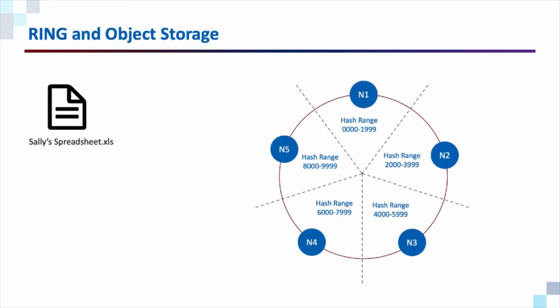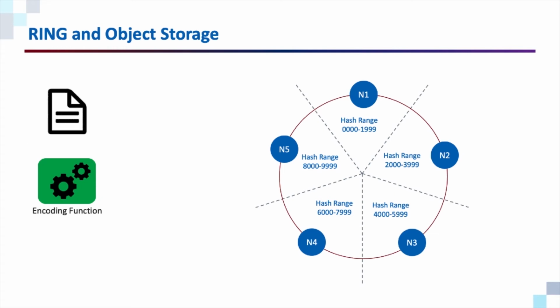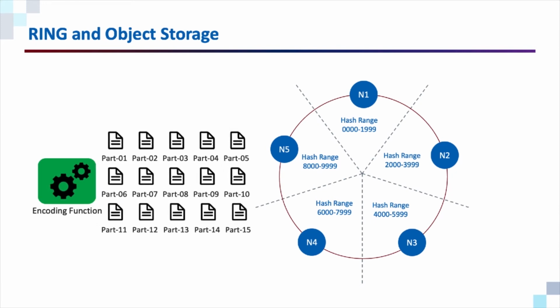So let's take a look at the ring and how it works in an object storage system. Underneath the covers of an object storage system is a distributed file system. So many vendors have adapted the ring architecture for their underlying distributed file system. So let's see what happens. When Sally wants to put her spreadsheet in this storage system, it doesn't go in as a single file. It needs to be erasure encoded. So the file goes through an erasure encoding algorithm, and in this case, it produced 15 parts.